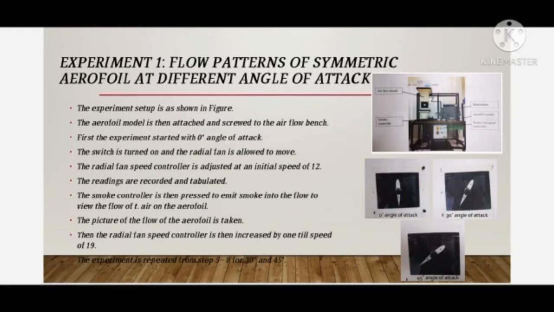Next, the readings are recorded and tabulated. The smoke controller is then pressed to emit smoke into the flow to view the flow of air on the aerofoil. The picture of the flow over the aerofoil is taken, and then the radial fan speed controller is increased by 1 until the speed of 19. Lastly, the experiment is repeated from step 5 for 30 degrees and 45 degrees.